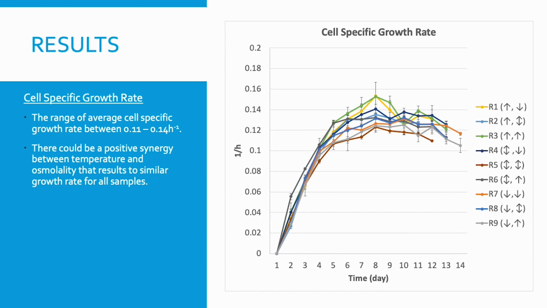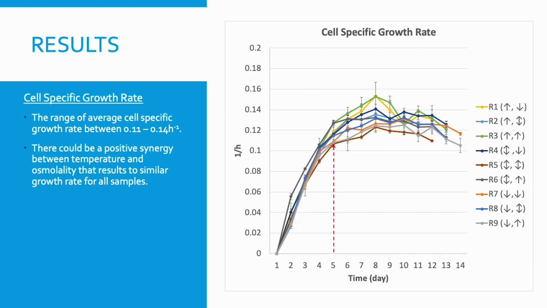This graph shows the specific growth rate of the cells for different culture conditions. The average of the growth rate, which was calculated from day 5, where the level of temperature and osmolality were changed, is between 0.11 to 0.14 per hour.